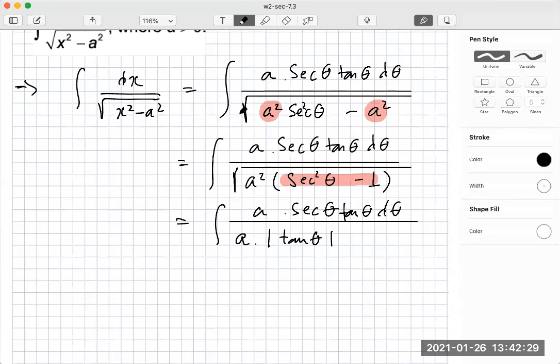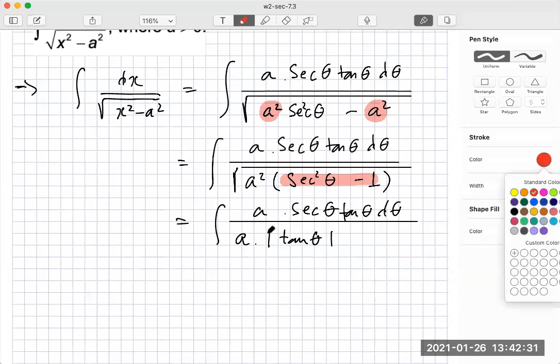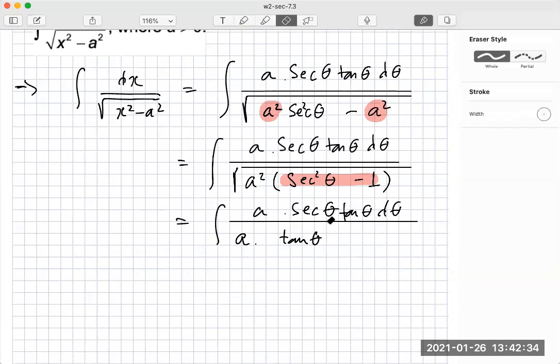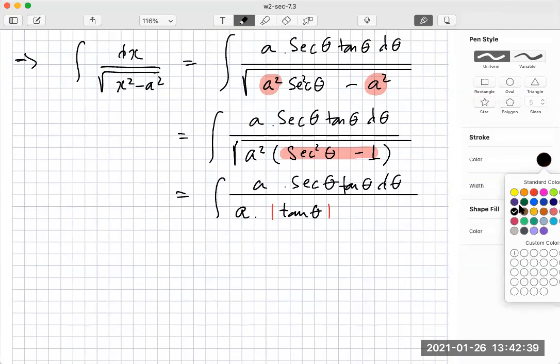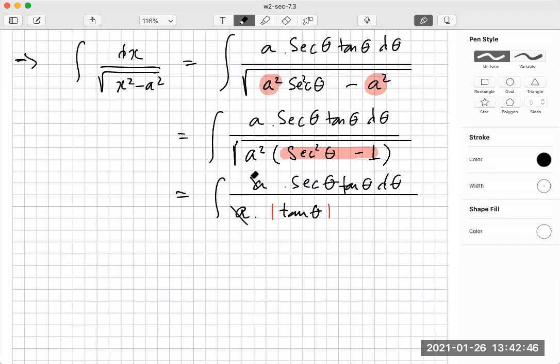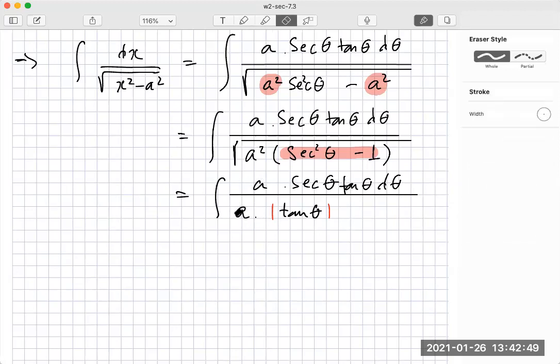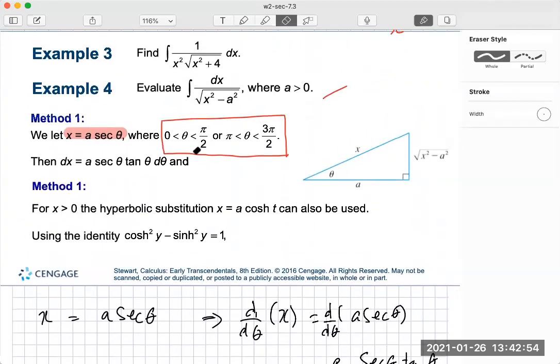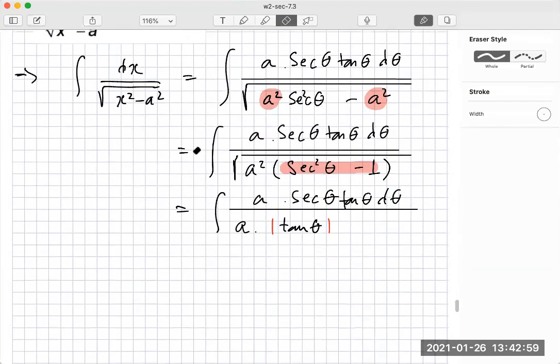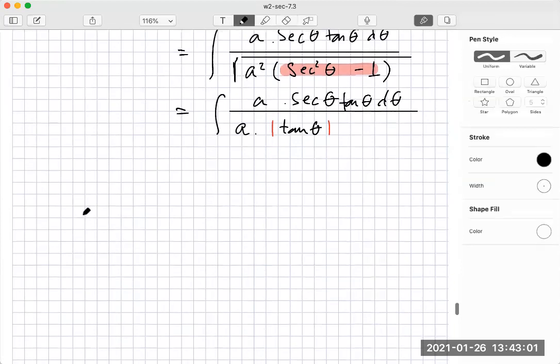So, are we good here? a and a cancel, right? And we want to get rid of the absolute signs, right? And remember, because here this theta is from the first and the third quadrant. If you don't remember, let us do it together. Okay?